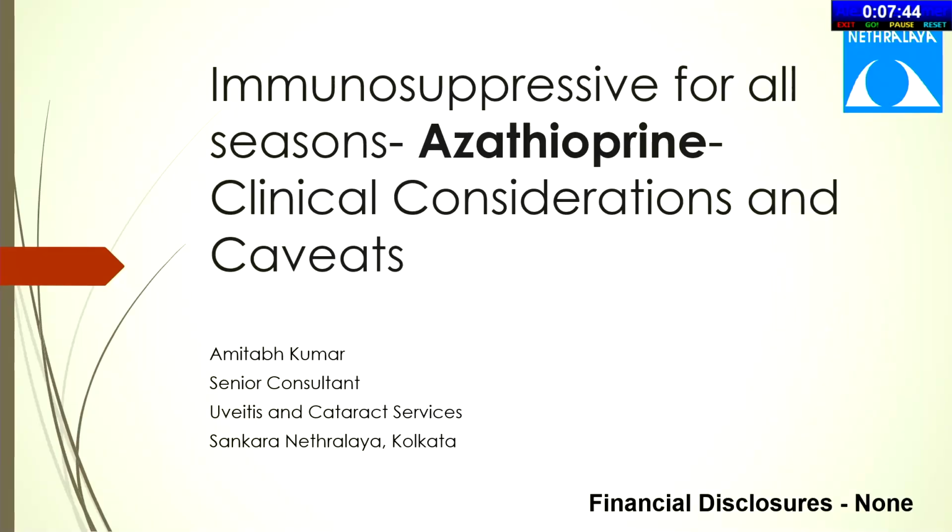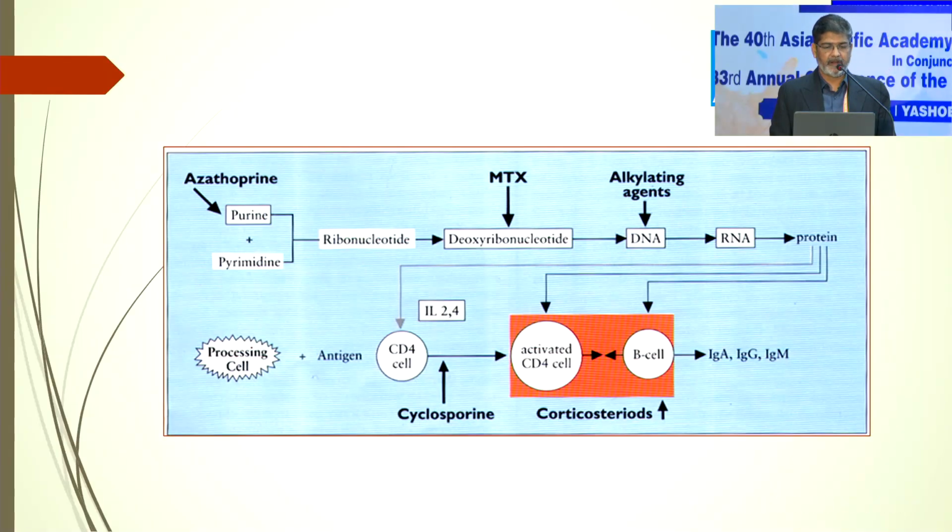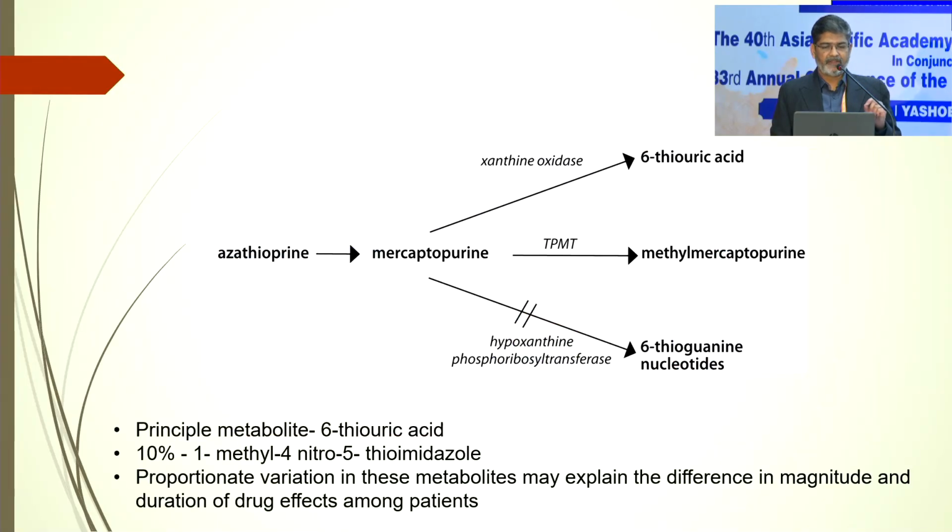Today I stand as counsel for azathioprine as an immunosuppressive of choice. We know it's an antimetabolite. It inhibits the purine metabolism. And there are two enzymes which help in the metabolism of azathioprine, and that is TPMT and xanthine oxidase.